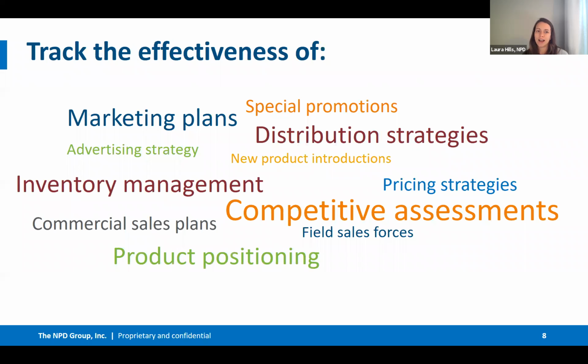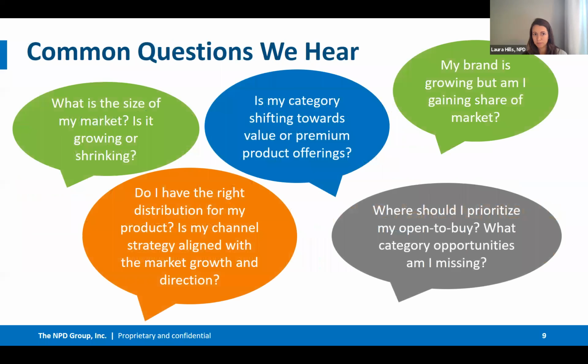COVID has certainly fast-tracked our retail timeline for change, and in today's fast-changing retail landscape, both manufacturers and retailers really need to innovate and become even more savvy. So here's a myriad of ways that we see businesses leveraging our data in their decision-making and in their operations. Let's jump into some ways to do this. And here are some of the common questions that we hear from clients and from retailers that we use the data to help answer.